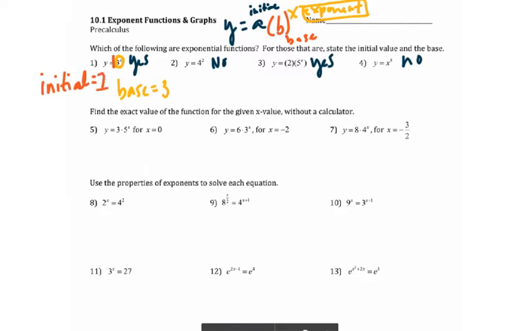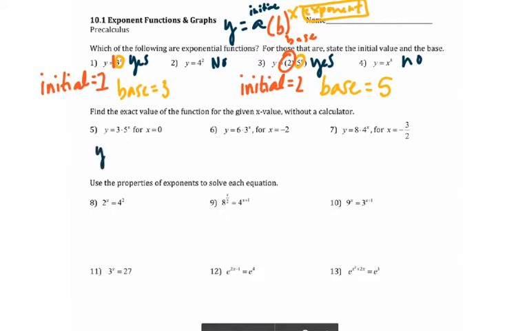Okay, number 3. The base is 5 because there's a 5 underneath the x. The initial value is 2 because it's the number in the front. Easy. There is no initial value or base for numbers 2 and 4. Number 5, find the exact value of the function for the given x value without using a calculator.